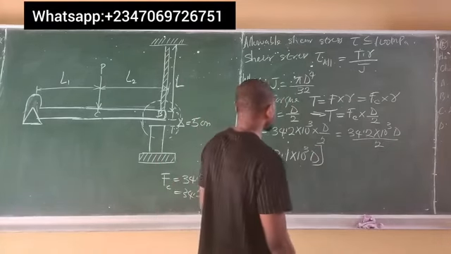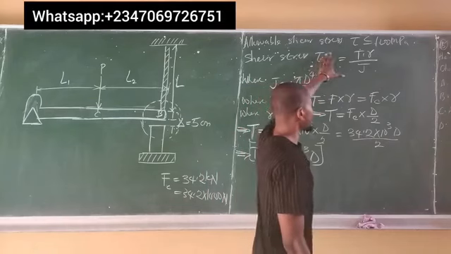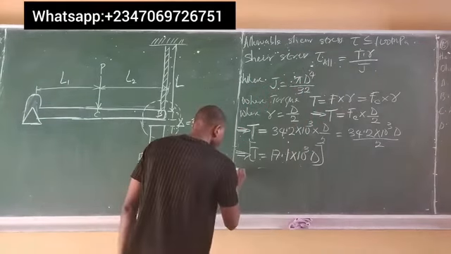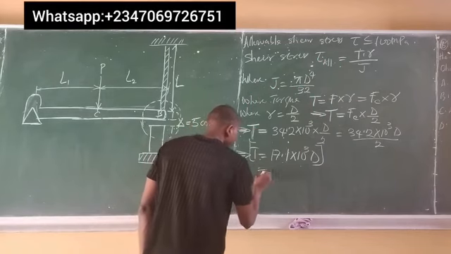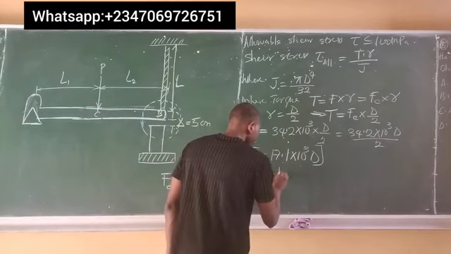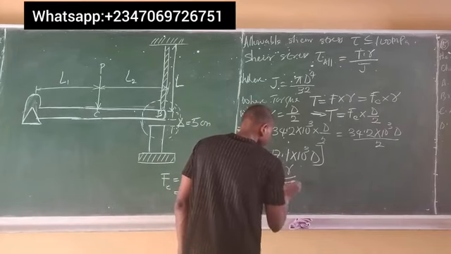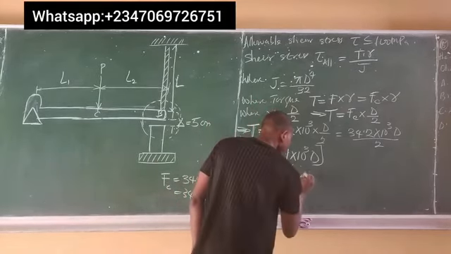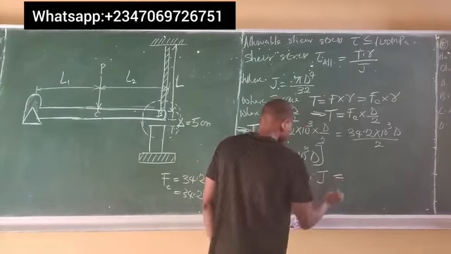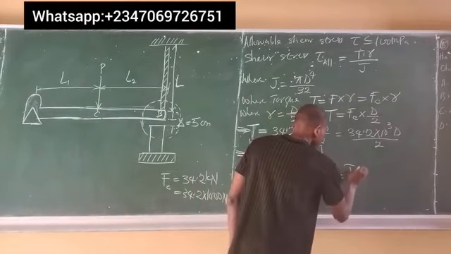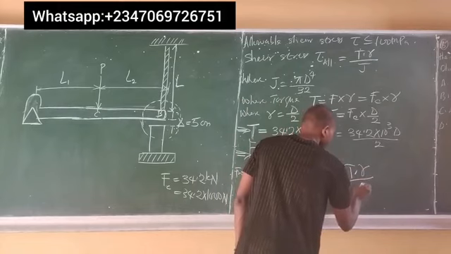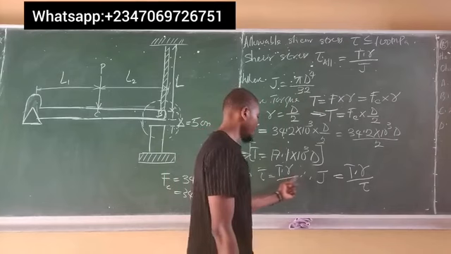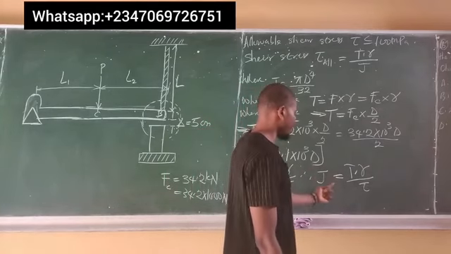We know the torque now. All we need to do is put it into this equation and make J subject of the formula. From shear stress, tau equals T times R all over J, we simply make J subject of the formula. Therefore, J is equal to T times radius all over allowable shear stress. This becomes your second polar moment of inertia.